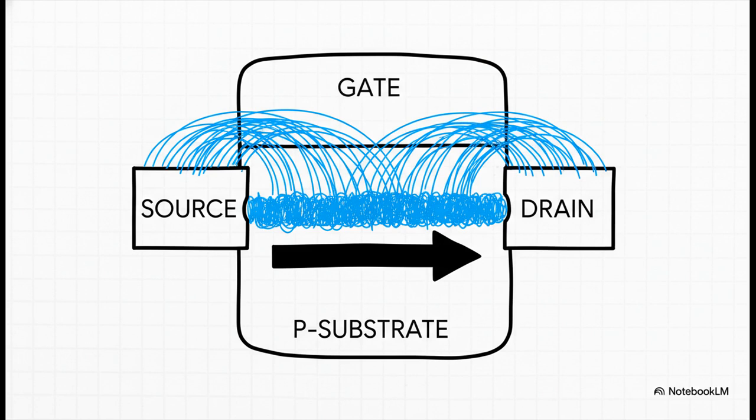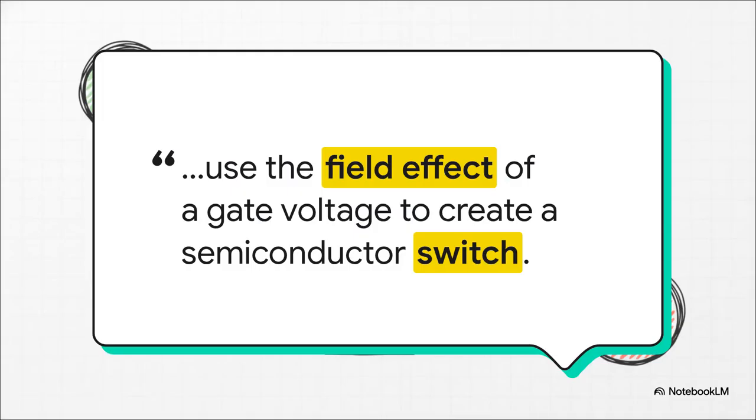We have a complete path. Now electricity can just zoom right across. The switch is officially on. And that's really the whole idea in a nutshell. We're using a metal oxide semiconductor structure to use the field effect of a gate voltage to create a switch. MOSFET. It all makes sense now, right?